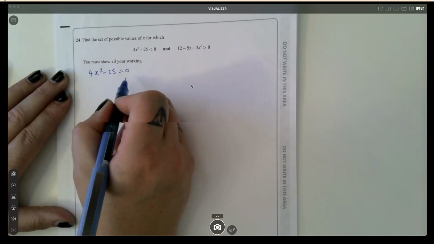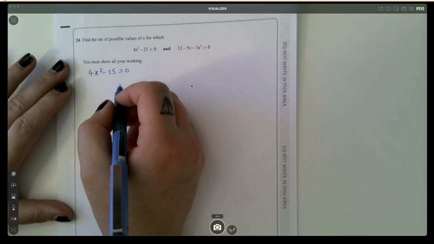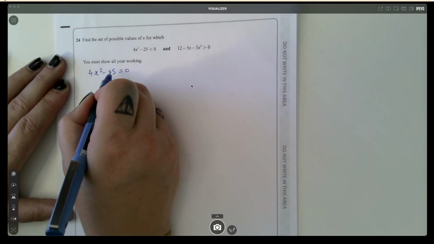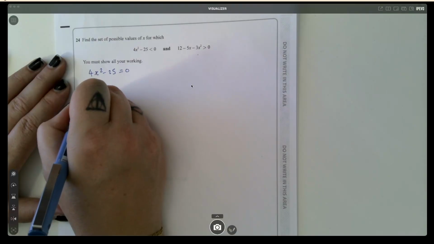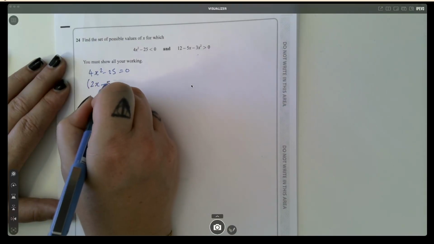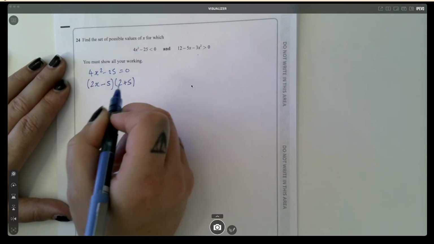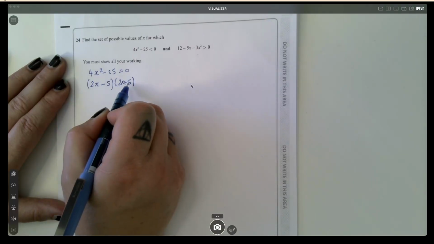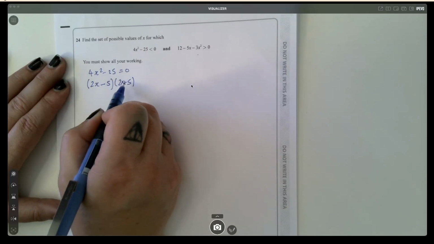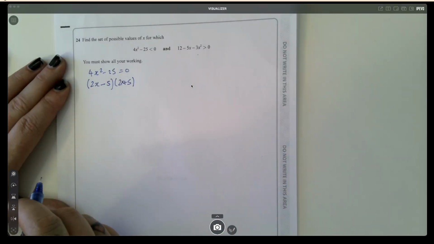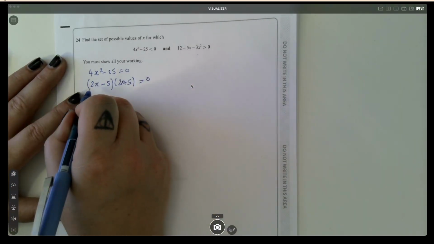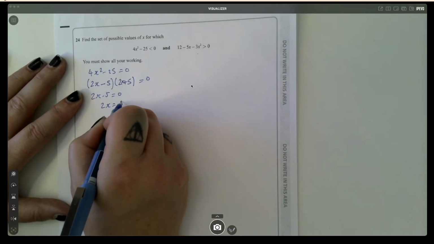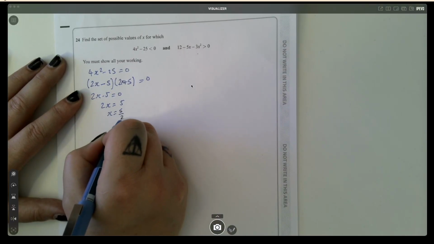I'm going to factorise to solve this equation. So this is a difference of 2 squares. 4 is a square number, 25 is a square number. So this would be 2x subtract 5 and 2x add 5. Square root of 4 is 2, square root of 25 is 5. We want a negative and a positive so that the x terms in the middle cancel out when we expand those brackets. So we have 2x subtract 5 equals 0, so 2x is equal to 5 and x is equal to 5 over 2.